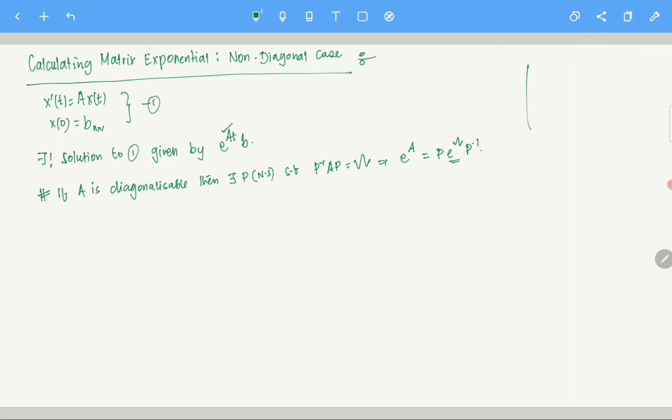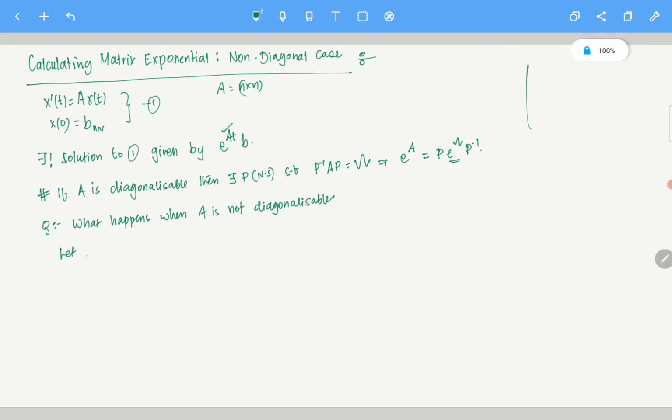Now what happens if A is not diagonalizable? That is the question which you need to answer. What happens when A is not diagonalizable? Initially, whether it is diagonalizable or not, first of all you need to calculate what the eigenvalues are. And here I am assuming A is an n cross n matrix, so that is given to us.